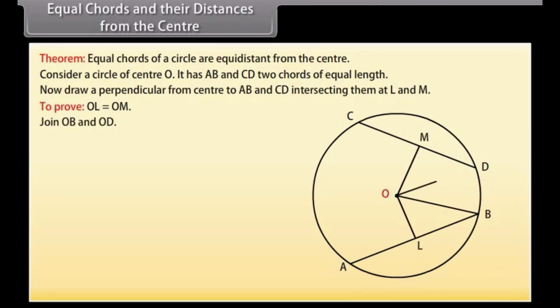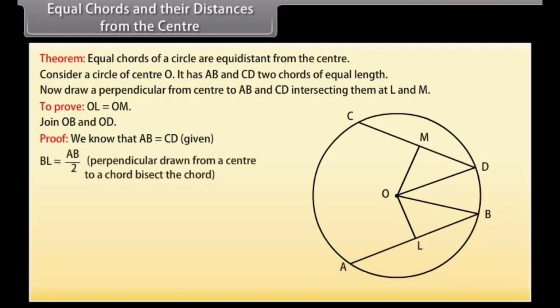Join OB and OD. We know that AB is equal to CD, given. BL is equal to AB upon 2, perpendicular drawn from the center to a chord bisects the chord. Similarly, DM is equal to DC upon 2. Therefore, BL is equal to DM.